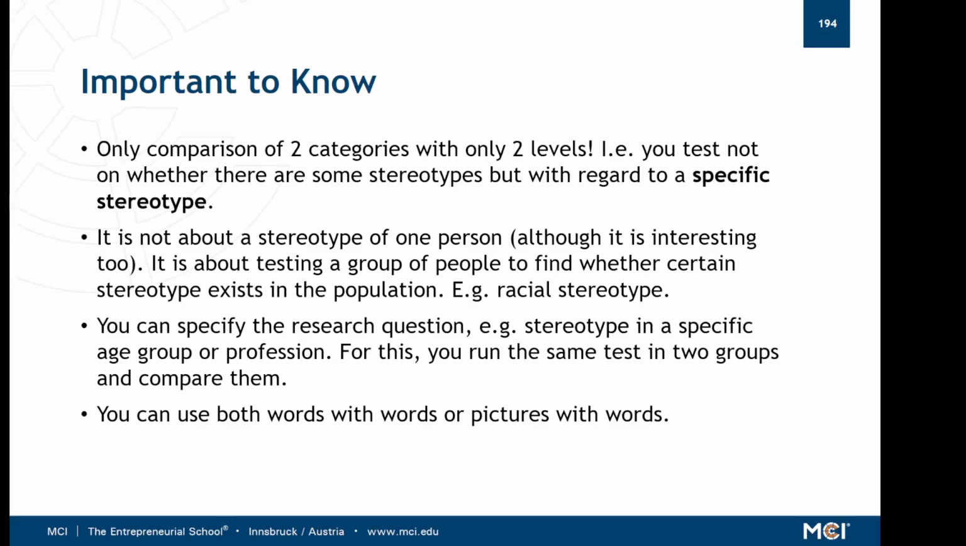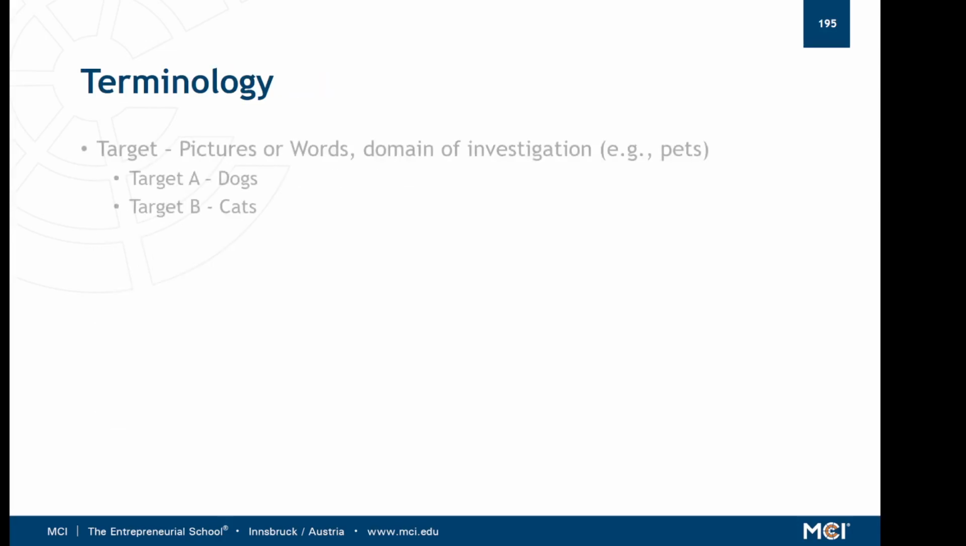And you can use both words or pictures. You can use words with words, pictures with pictures, pictures with words. In the terminology, if you develop an implicit association test, or if you want to work with an implicit association test, then you have the target. These are pictures or words. Your domain of investigation, for example, is pets and their associated stereotypes. And target A would be the dogs and target B would be the cats.